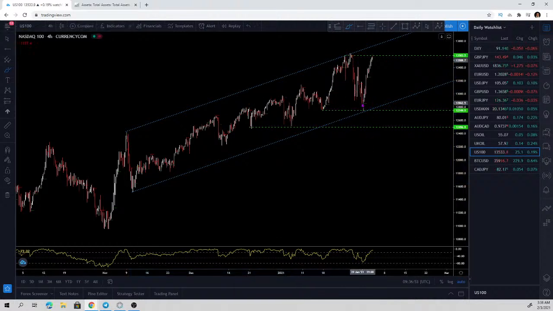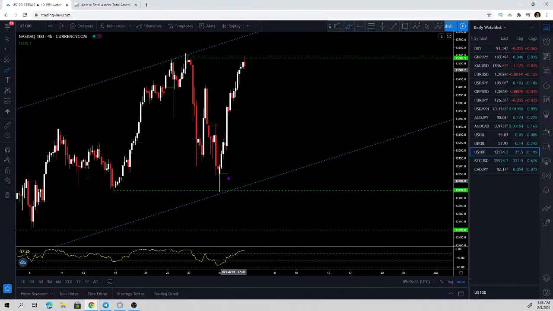It was retesting a massive key level, and when I saw this pin bar, I bought the Nasdaq, and I'm still in on this one, right? So you need to look.